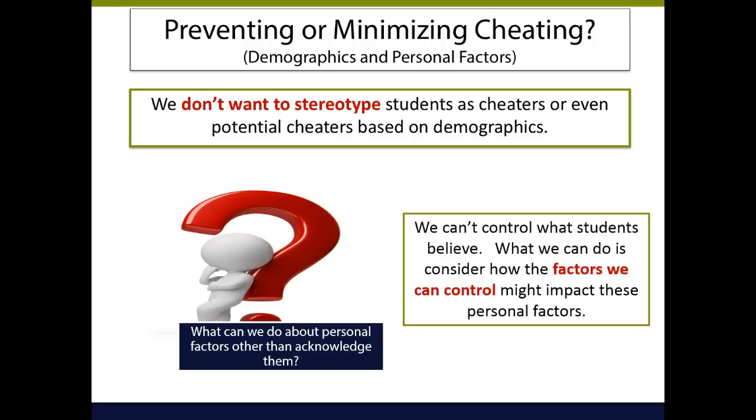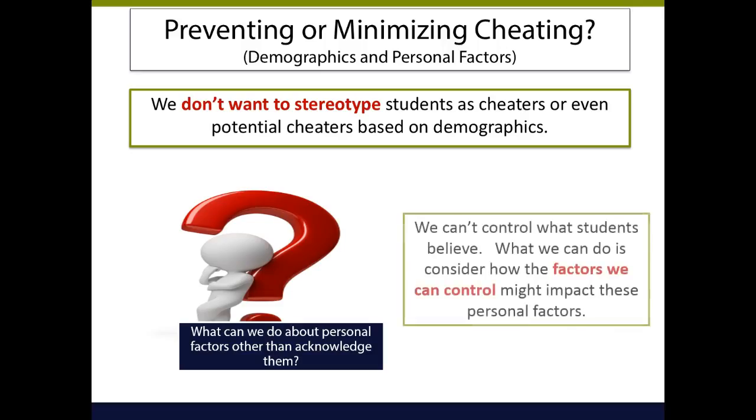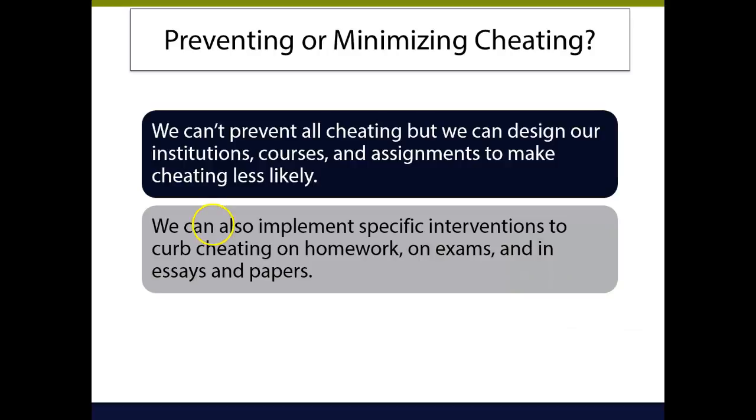So there are lots of things about student cheating that we can't control. We can't control students' attitudes. We can't control the demographics in our classes. But there may be things that we can control, and the things we can control might have an impact on those personal factors. For instance, maybe we can do something to let students know that we care about them. Maybe we can do something to make sure that students are really aware of what we count as cheating or plagiarism in our classes. So I'm really interested in talking about how we prevent or minimize cheating.